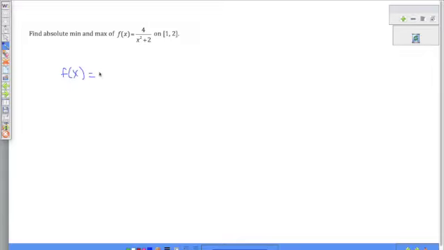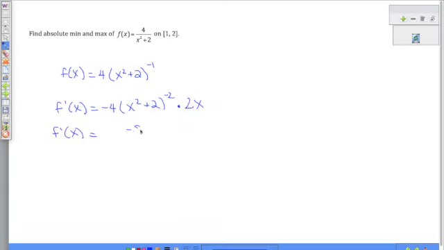So f of x is equal to 4 times (x squared plus 2) to the negative 1. This is the chain rule. All right, f prime of x is equal to negative 4 times (x squared plus 2) to the negative 2, times the derivative of the inside, which is 2x. So f prime of x is actually negative 8x over (x squared plus 2) quantity squared.